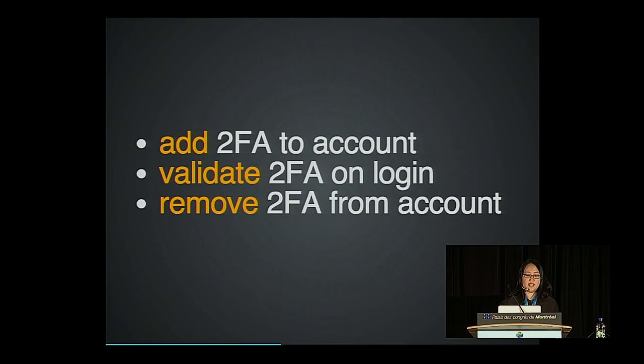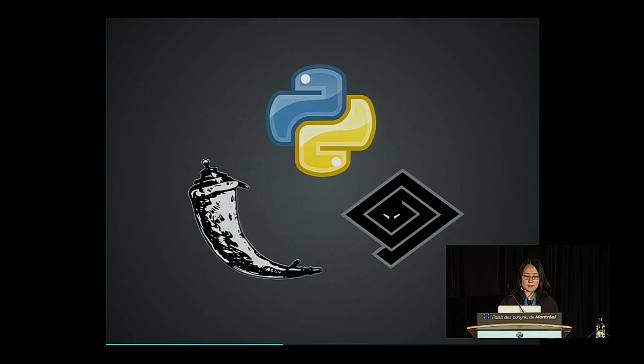Okay, so what does Bob need to do to support possession factors? He has to let Alice add factors to her account. He has to validate the factor when Alice logs in. And he has to let Alice remove factors from her account. Bob figures out the general pattern to add two-factor auth from scratch to a general Python application, which also applies to apps using frameworks such as Flask and Twisted.